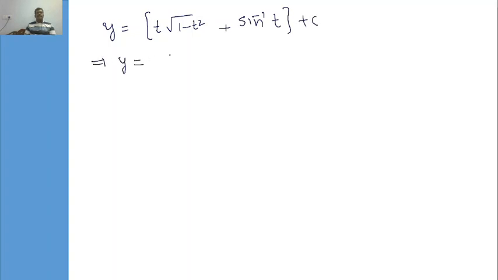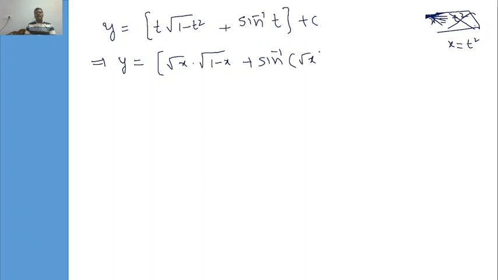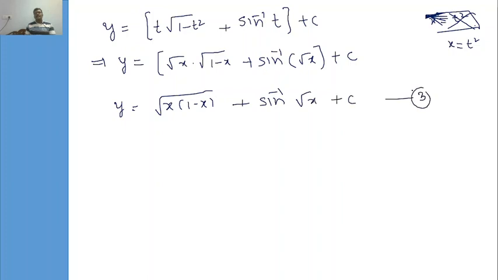Y equal to, but we know that x equal to t square, so t equal to root x. So y equal to root x into root of 1 minus x plus sin inverse of root x plus c. So y equal to square root of x into 1 minus x, plus sin inverse of root x plus c. This is equation number 3.